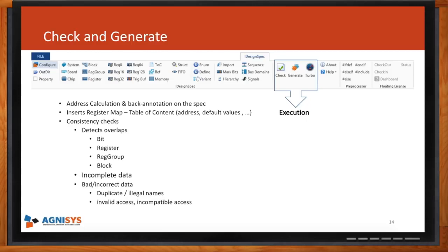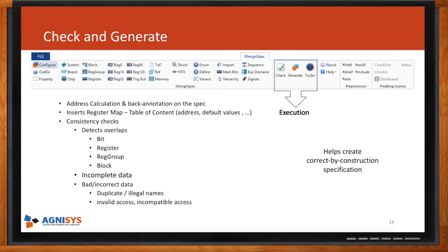It will do all kinds of consistency checks like detect overlaps in bits, register fields, blocks, or reg groups. It will also check for incomplete data or bad or incorrect data. The idea is that you have a specification that is correct, and you would not get any issues downstream. As you can see, it is very convenient. It doesn't require any learning curve. Yeah, it's simple. You click on a register, you enter the information.